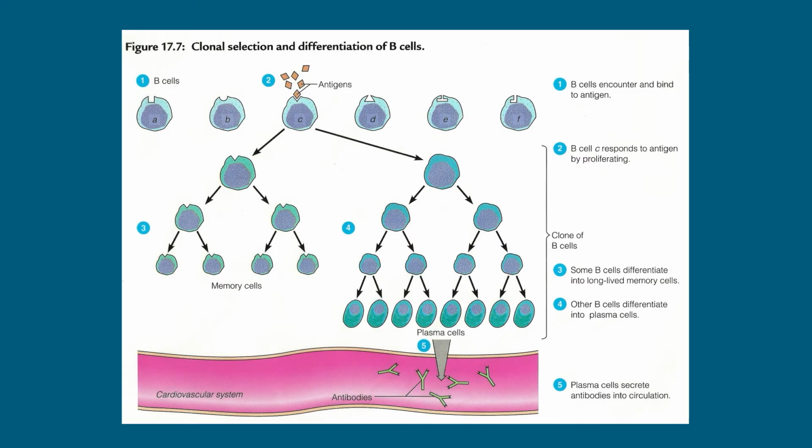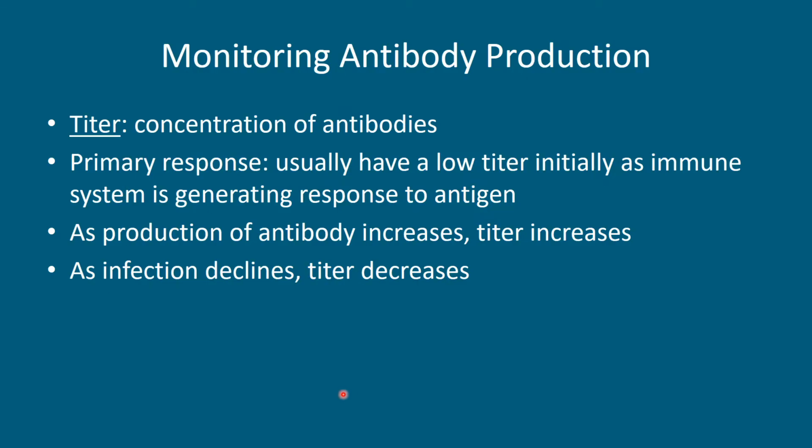This slide is showing the clonal selection and differentiation of the B cells. Something I want to point out, because we've already gone over this, is that the antigens have been presented. You start the clonal selection process, and some of these B cells will become memory cells. Others are used right away to produce the plasma cells, which in turn produce the antibodies, which end up in the blood circulation.